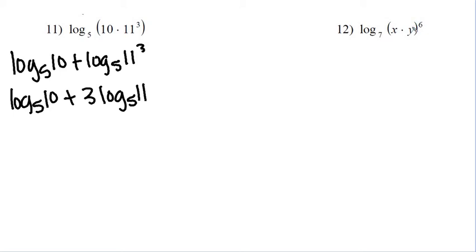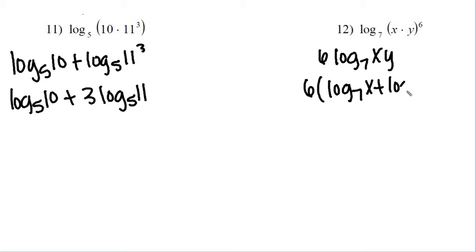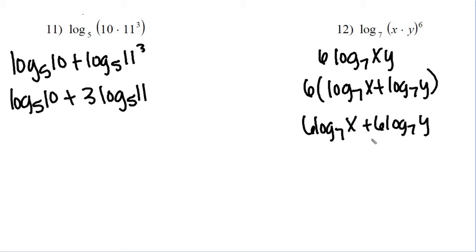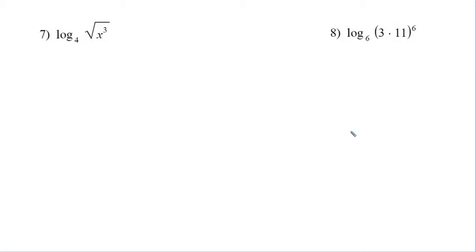So notice this time the 6 is on the outside of the parentheses, which means it goes to the x and the y. So I'm going to have 6 times log base 7 of the product xy. So I look at my argument. It still has a product in it, which means I haven't expanded completely. So I have log base 7 of x plus log base 7 of y. So you can distribute that 6: 6 log base 7 of x plus 6 log base 7 of y. Now it doesn't make it any simpler, so either one is an acceptable answer.